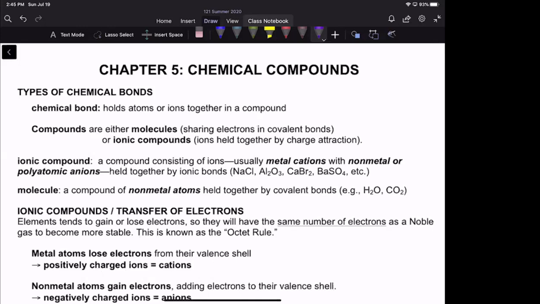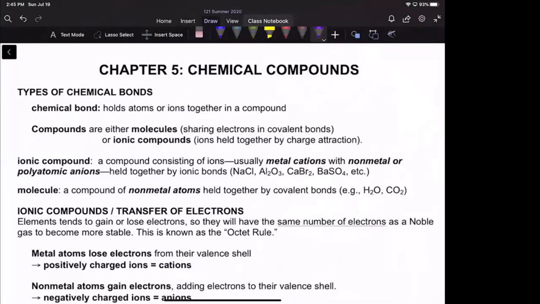So a chemical bond is the force that holds atoms together or ions together in a compound. Compounds are either molecules, which are covalently bonded, or they are ionic compounds that are held together by the charge attraction. So an ionic compound consists of two charged particles, a metal cation with a non-metal anion. A molecule is a compound that consists of nonmetals with nonmetals, such as water and carbon dioxide.